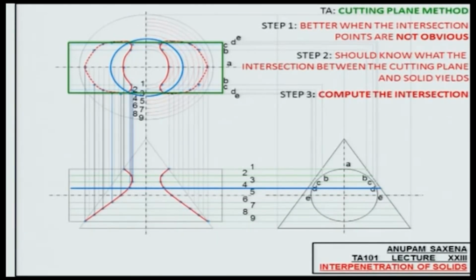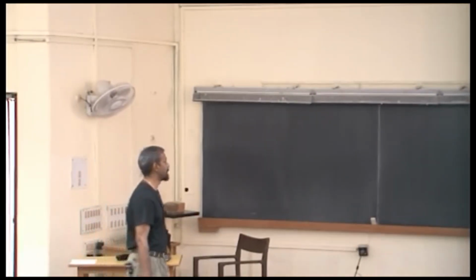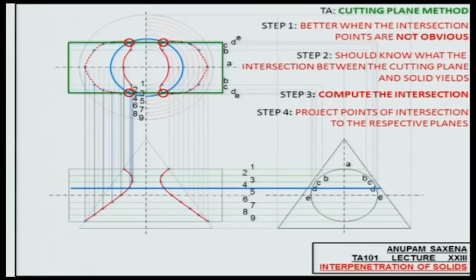So you need to compute the intersection. Number 1, number 2, number 3, and number 4. These intersection points are going to be lying on which plane in the front view? Plane D, plane number 4. Okay, project points of intersection to the respective planes.